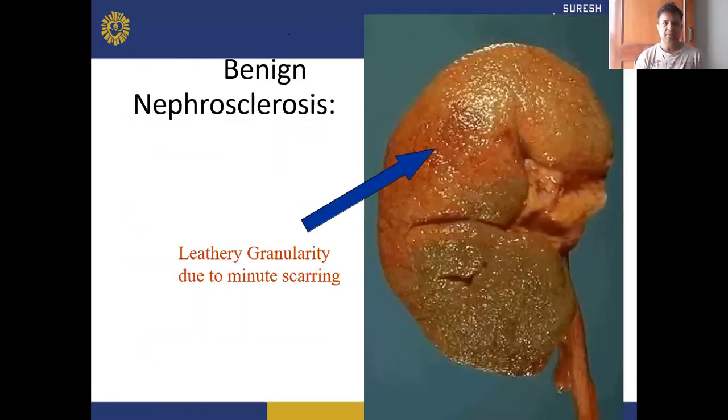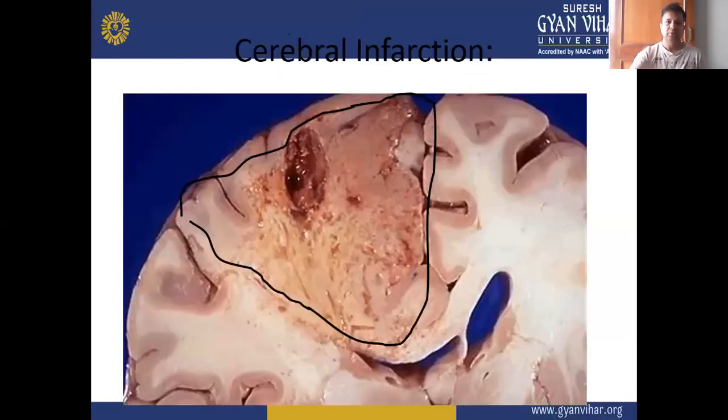You can see here benign nephrosclerosis that is caused by the continuously high blood pressure in our body. You can see cerebral infarctions. If we do not treat hypertension, then it may damage your brain, your cerebral part.